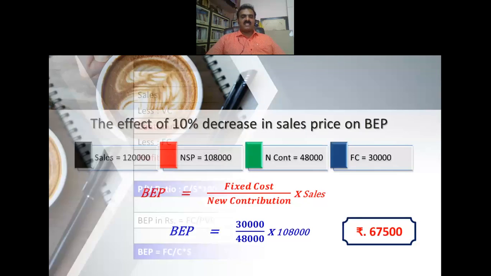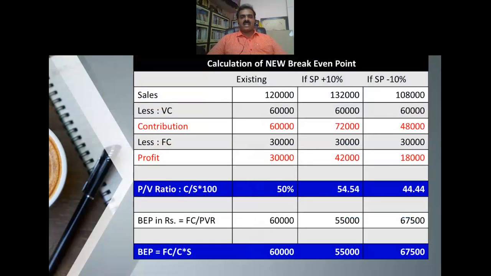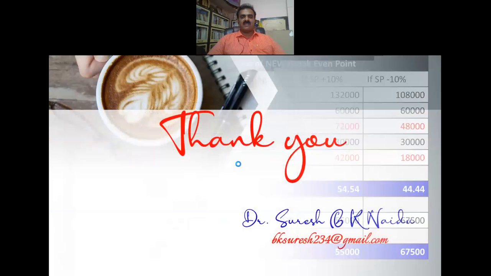The same thing can be calculated even in tabular form. The existing is 1,20,000 rupees, the first column, and if the selling price is increased by 10%, there is the second column, and if it is decreased by 10%, even this can be calculated in tabular form. The same values are prepared in the form of a marginal cost statement format. Sales minus variable cost 60, contribution minus fixed cost 30, gives profit. So, for all three variants, existing level, increased by 10%, and decreased by 10%, what is the PV ratio, what is the break-even point, and break-even point in sales is also calculated. Either you can use the formula fixed cost divided by PV ratio for break-even point in rupees, or fixed cost divided by sales into 100. Directly also you can calculate.